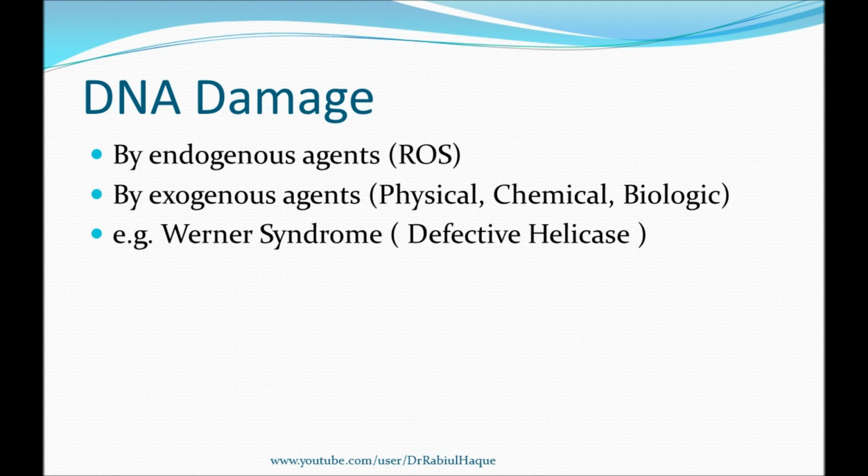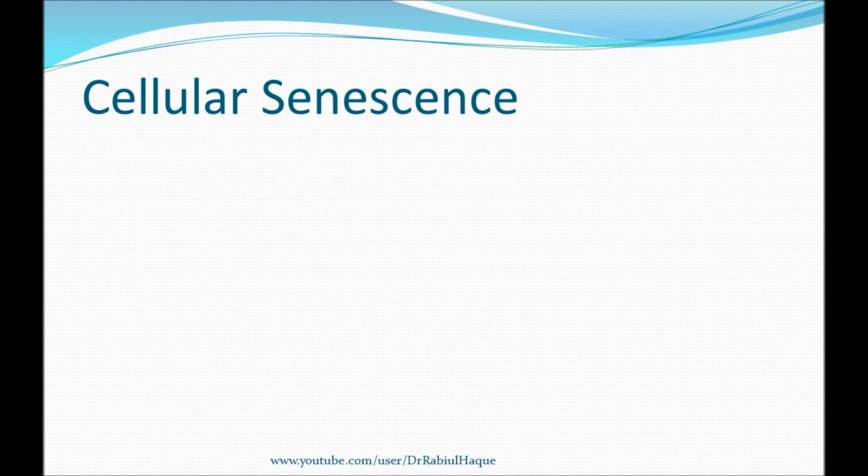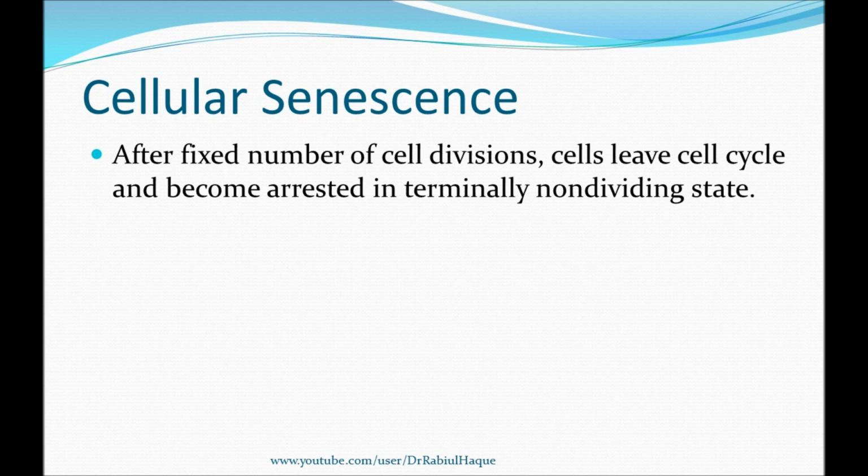The next mechanism of cellular aging is cellular senescence. Now, what do we mean by cellular senescence? Well, always remember, all normal cells have a limited capacity to divide or a limited capacity for replication. That means after a fixed number of cell divisions, the cells will no longer continue to divide. They will become arrested in a non-dividing terminal state, and this is known as cellular senescence, or also sometimes called replicative senescence.